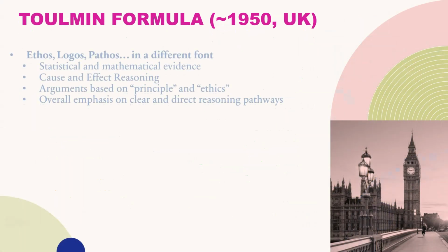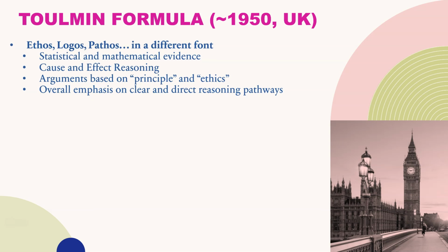Next, we'll look at the Toulmin Formula. This one's coming from about 1950 in the UK. The way I like to think about this is it does rely on ethos, logos, and pathos, but kind of like in a different font, if you will. The emphasis is more strongly connected to statistical, mathematical, and scientific evidence. The logical pattern of reasoning is oftentimes more like cause and effect. It really emphasizes a clear and direct reasoning pathway.